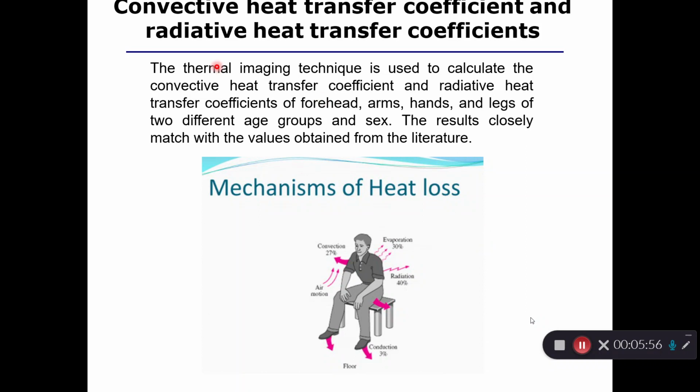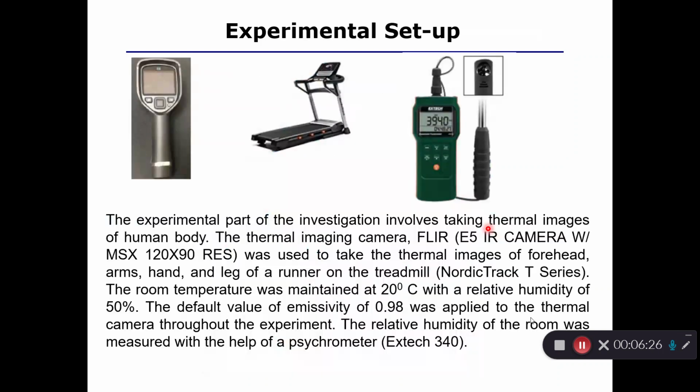And the thermal imaging technique is used to calculate convective and radiative heat transfer coefficients for the forehead, arms, hands, and legs of two different age groups and sexes. So basically, we had four batches, each containing a male and a female, below 20 age and above 20 age, and they were allowed to run on a treadmill.